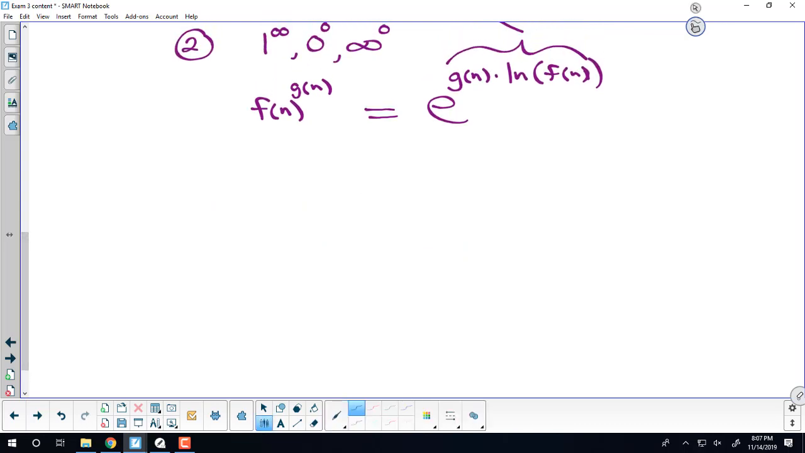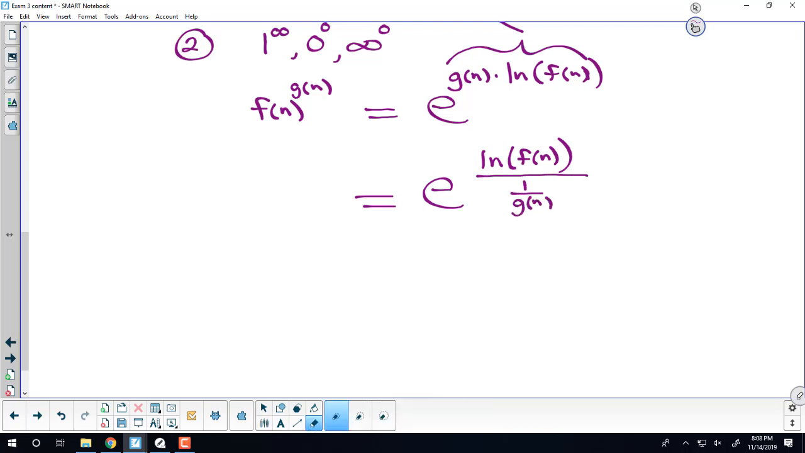then it's really e to the power of ln, which we usually leave alone, divided by 1 over g. So that's really the ultimate goal of rewriting those types of limits. It's as e to that power. You're just computing the limit on that power.